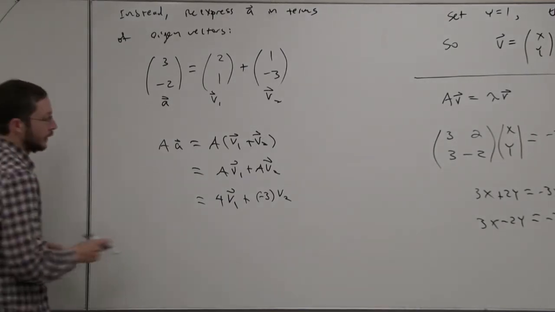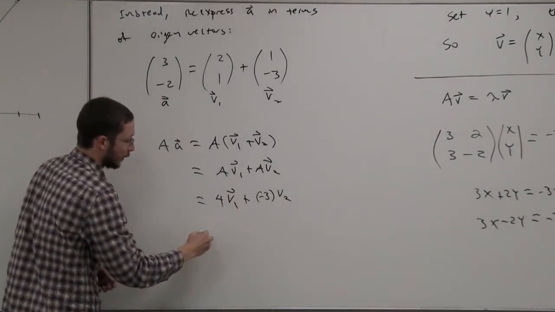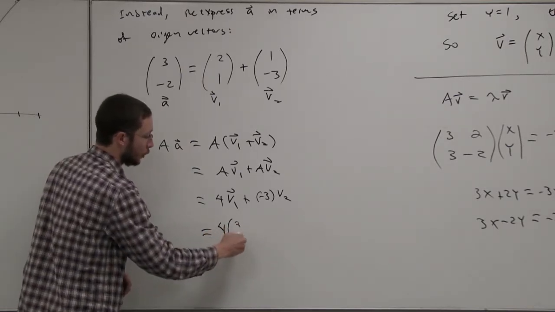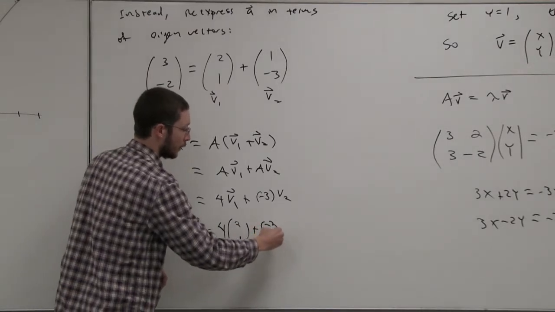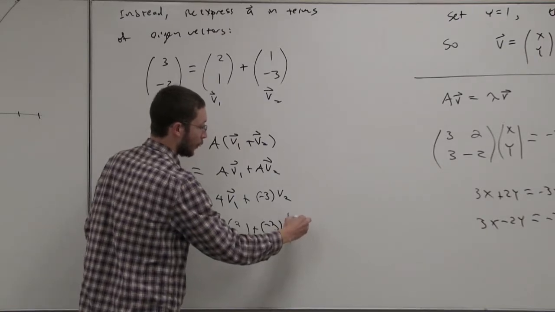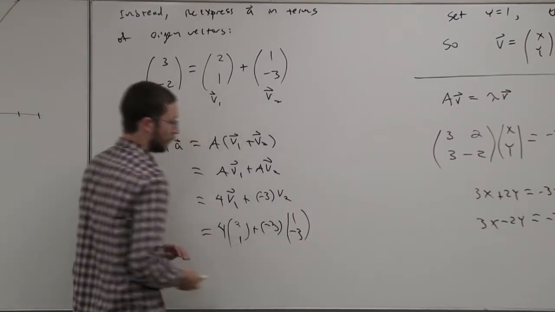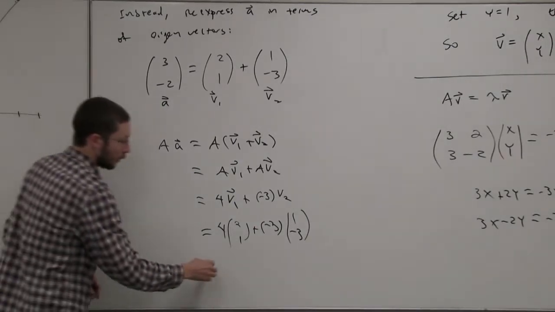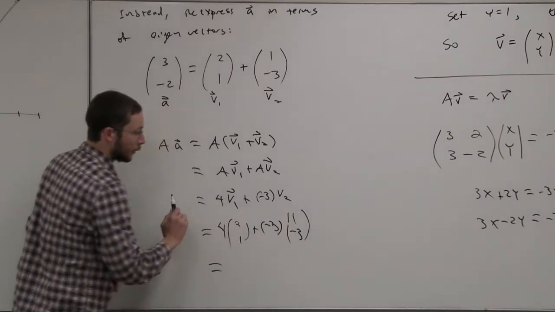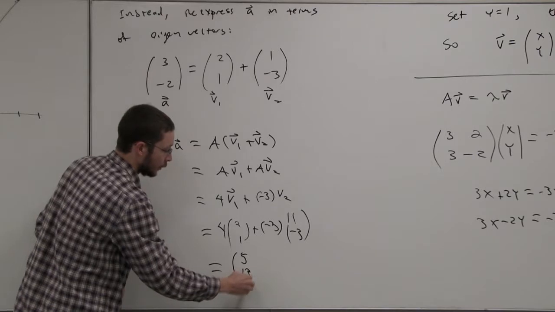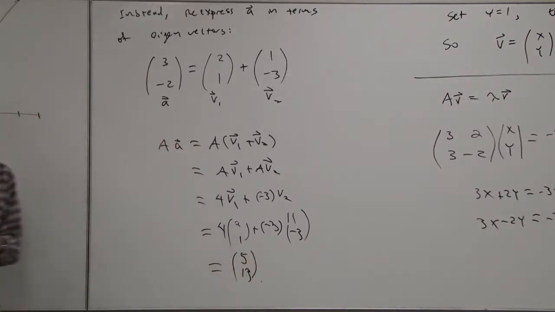And then we can just deposit the eigenvectors in here and perform the calculation. So we've got 4 times V1, which is 4 times 2, 1. And -3 times V2 is -3 times, what did we say, 1, -3? And so this is just arithmetic from here on out. You get 8 minus 3, which is 5, and 4 plus 9, which is 13. So, no surprises, we end up getting the same output vector.